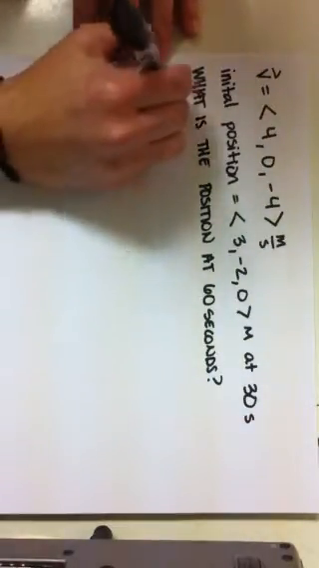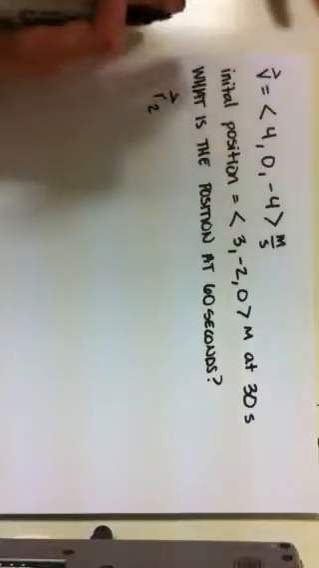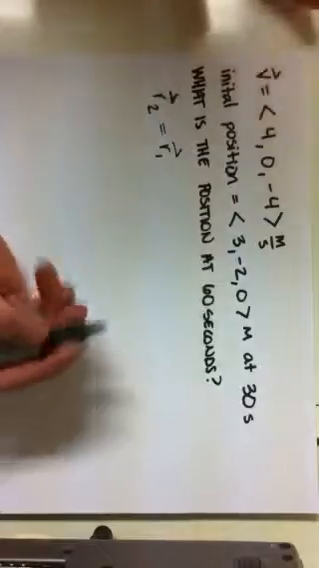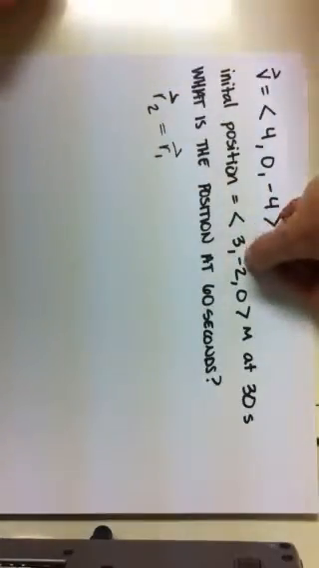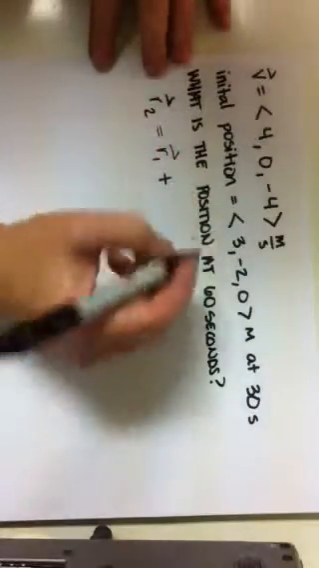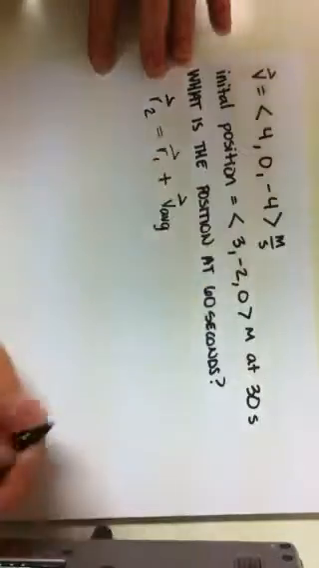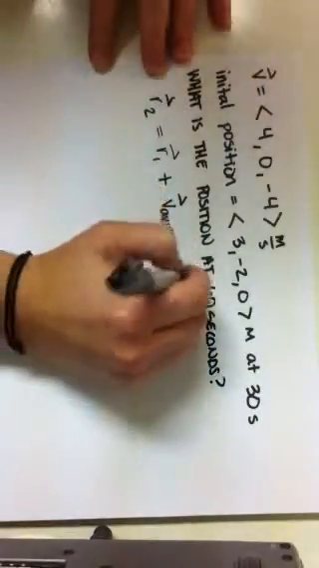So the position update formula is R2, which is what we're looking for, is equal to R1. We know R1. It's right here, 3, -2, 0. And our initial position plus the average velocity multiplied by the change in time.